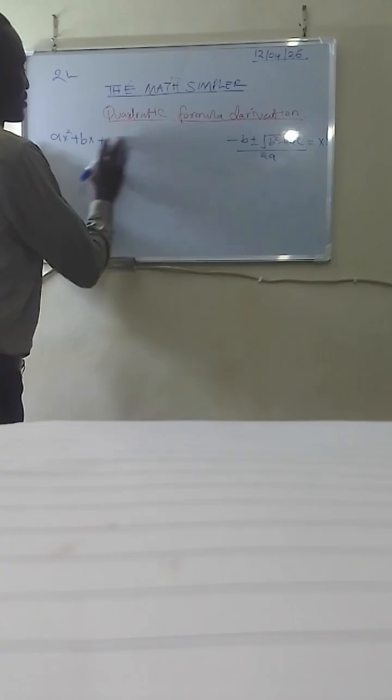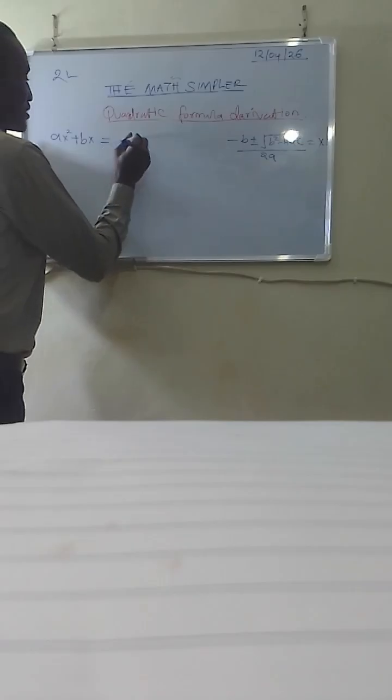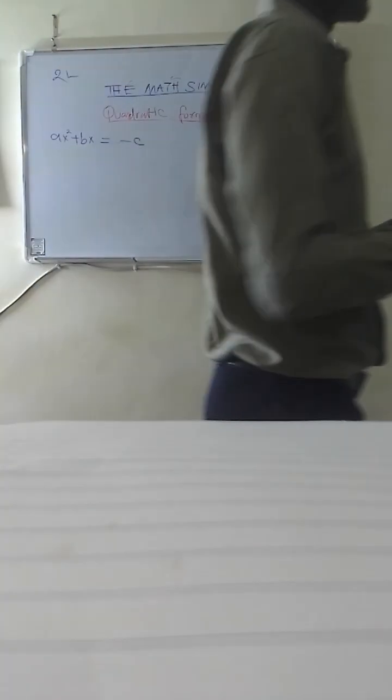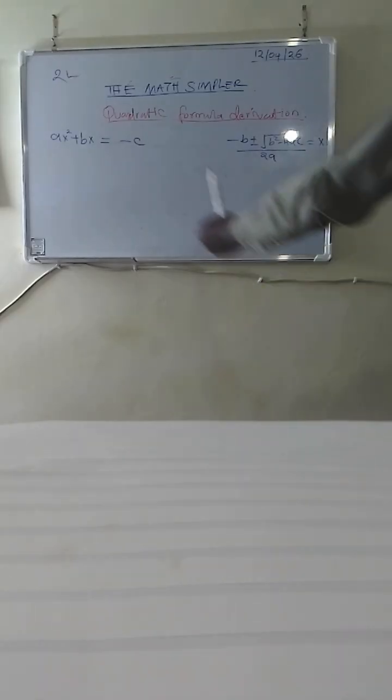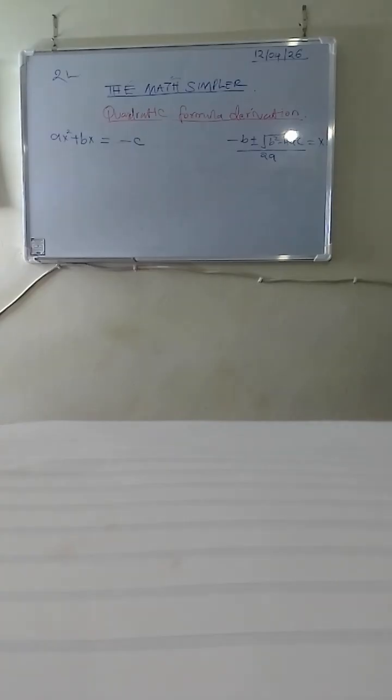This one equals to negative c. So that's the quadratic equation, and we're going to use this equation to give us the quadratic formula.